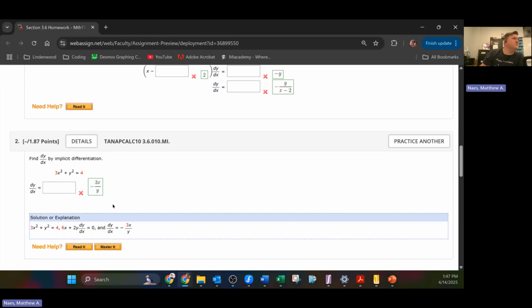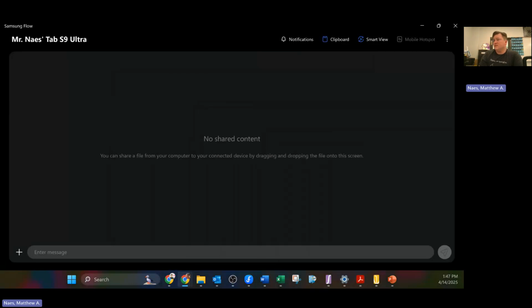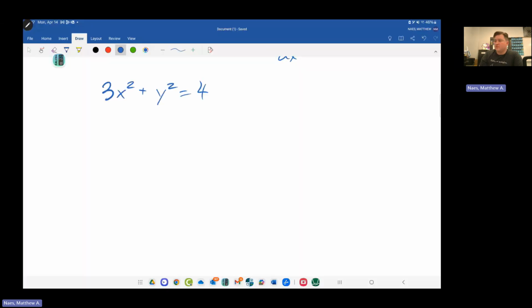Let's say we had this one, which says 3x squared plus y squared equals 4. So 3x squared plus y squared equals 4. Let me go back to here so you can see my screen as well. Here's how, like I said, we can write dy dx. That's fine. What's happening here is that when I'm taking the derivative of this, I'm taking it with respect to x. But the problem here is that that's not x.